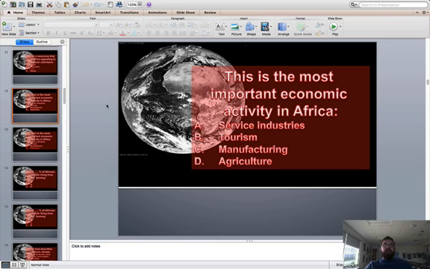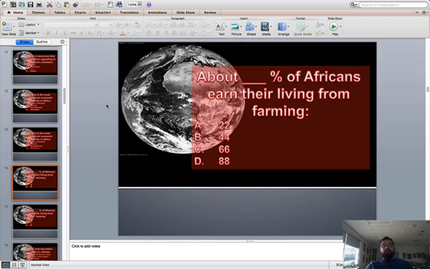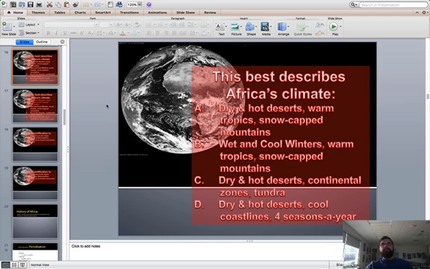And then the most important economic activity in Africa, and we talked about that one at link 2, is agriculture. And then the percentage of Africans that earn their living from farming is, of course, 66%. And we talked about how that's really hard for them considering there's not a lot of arable land, and they use a lot of the land for cash crops, and so that's what leads to issues with hunger.